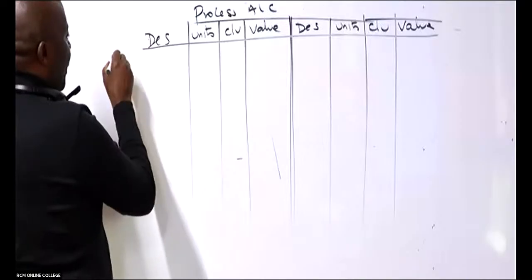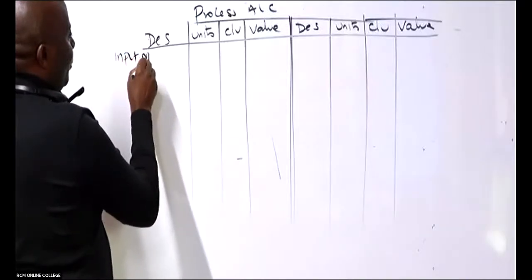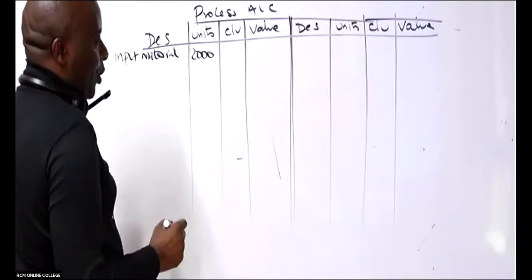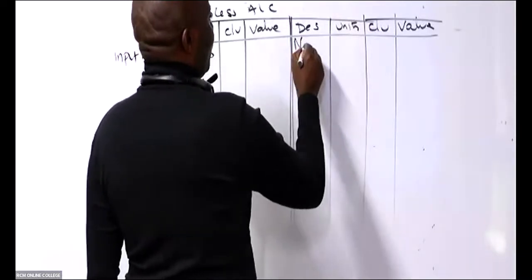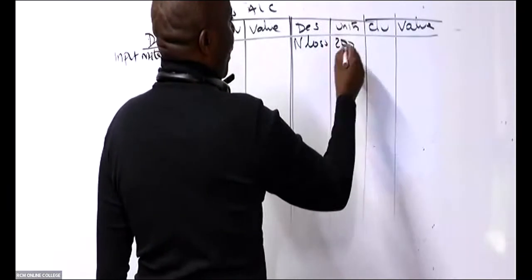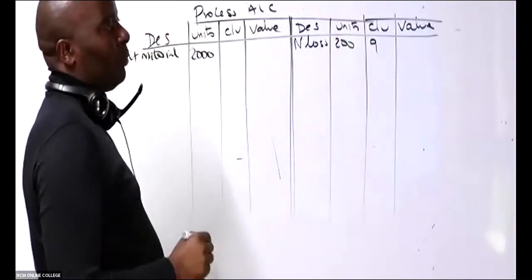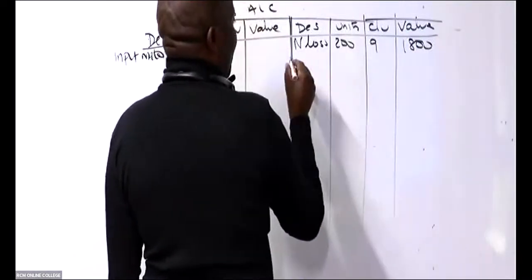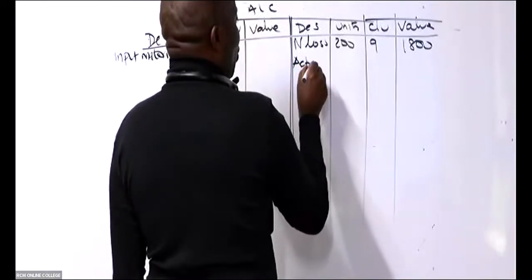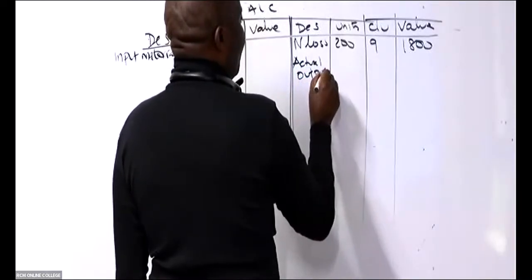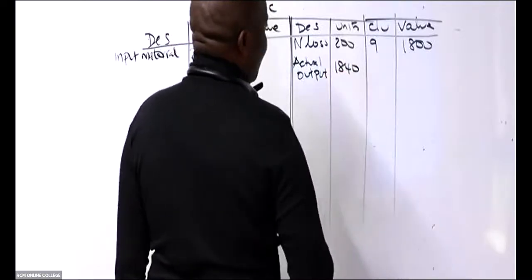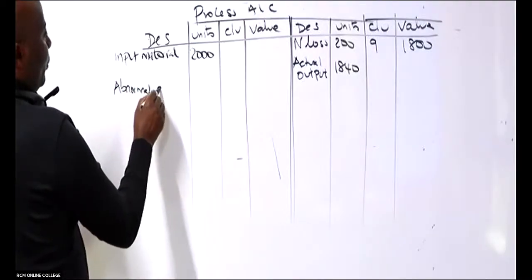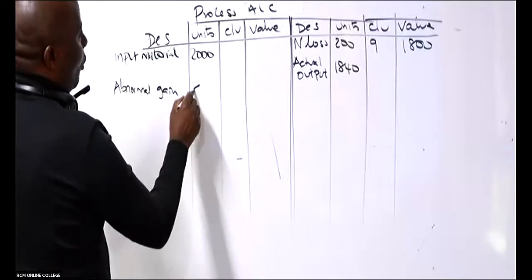For example, you had input material cost of $2,000. We had the normal loss of 200. And they have told us we are scrapping at 9 bob still. So 200 times 9, that gives me 1800. We have in this case here the actual output, 1840. We have abnormal gain of 40.